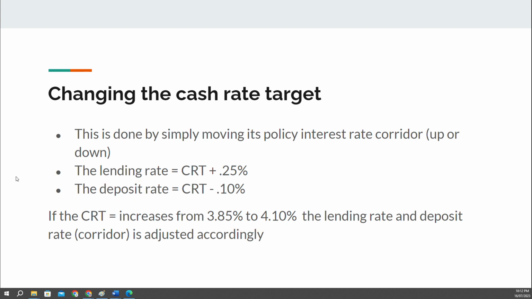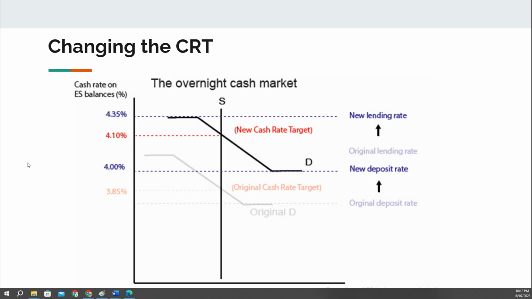So let's have a look on the demand and supply diagram. You can see here that the deposit rate has increased and the lending rate has increased, and all of a sudden we have a new target cash rate here, which is the same as the actual cash rate, and we know that because it's also where the demand and supply curves intersect, just to keep it simple. And I probably should say you don't have to worry about the actual versus the target cash rate, but it just kind of makes sense when we talk about the policy interest rate corridor.